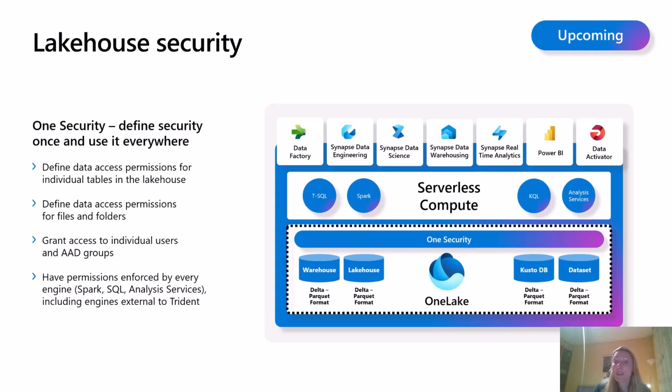And what's more, OneSecurity actually even works with external engines. So if I'm going in and let's say accessing the data through something like Databricks, that security again is going to be carried through. So OneSecurity is a pervasive concept across the entire Fabric platform. So this is something that we're working very hard on. In the first release, we're going to bring object level security as well as file folder level security. And then over time, this is going to become more and more rich with row level, column level, in the coming increments.